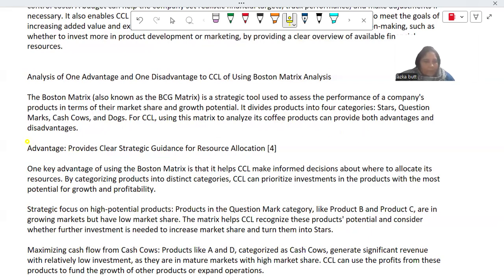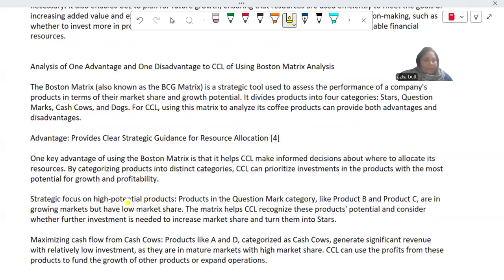So now we are first going to see the advantage. It basically provides clear strategic guidance for resource allocation. One key advantage of using the Boston matrix is that it helps CCL make informed decisions about where to allocate its resources by categorizing products into distinct categories. So CCL can prioritize investment in the products with the most potential for growth and profitability.